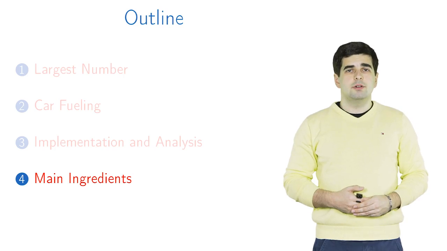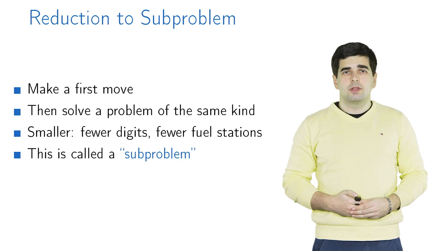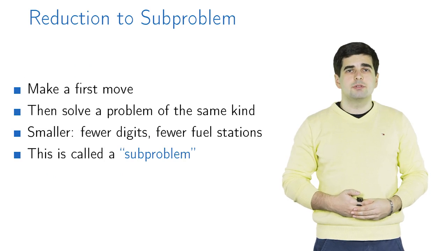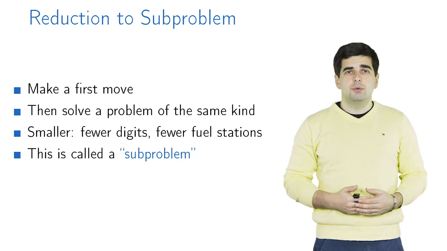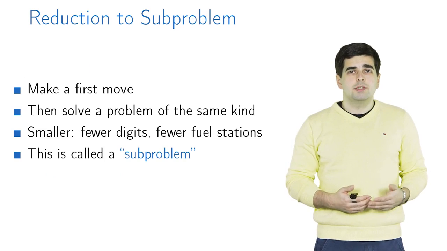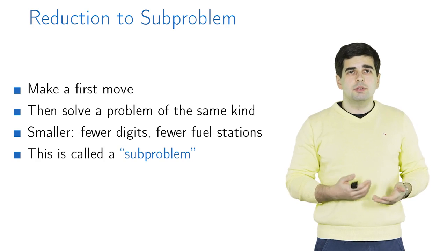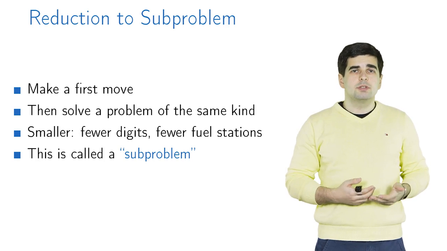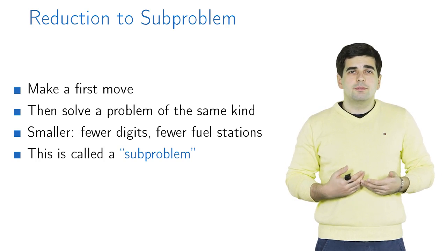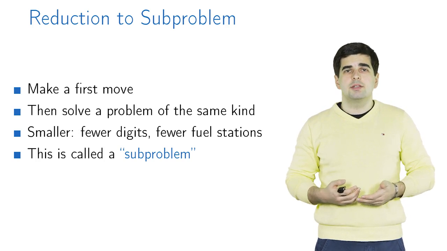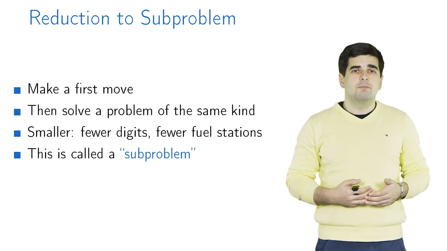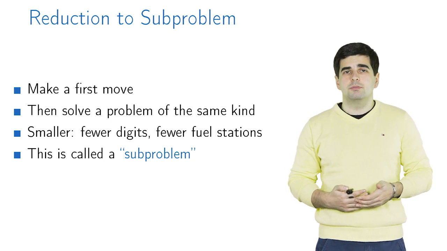Hi, in this video we will briefly review the main ingredients of greedy algorithm. And the first of them is reduction to a subproblem. Basically, when you have some problem, you make some first move and thus reduce your problem to a similar problem, but which is smaller. For example, you have fewer digits left or fewer gas stations left in front of you, and this similar problem, which is smaller, is called a subproblem.